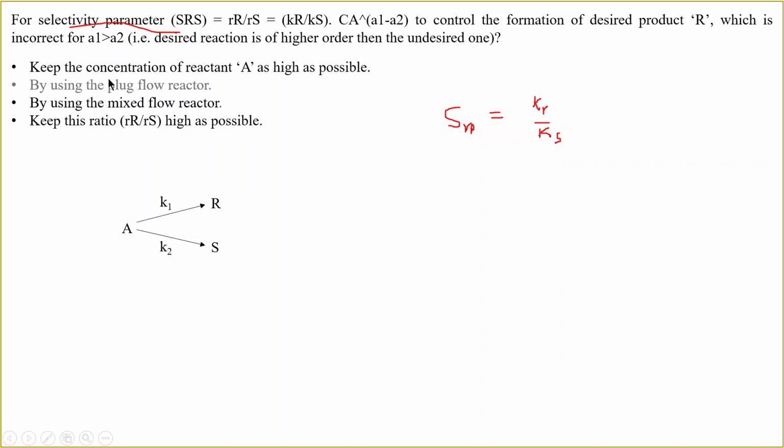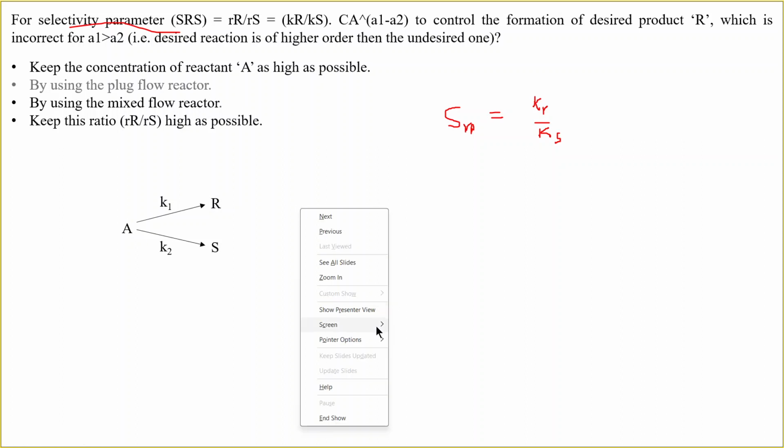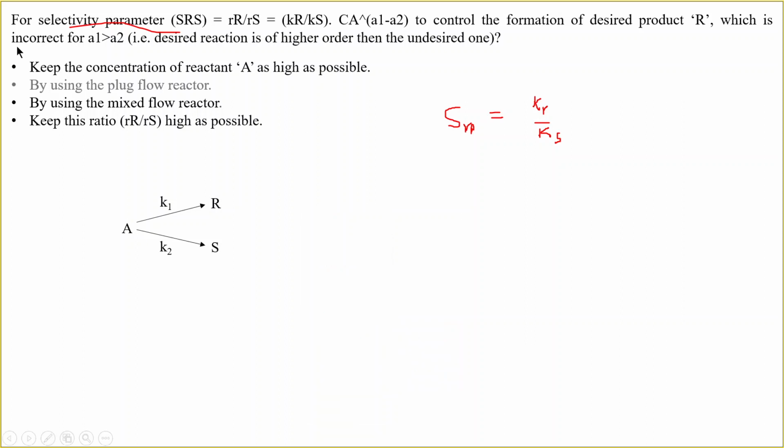It is better to use a plug flow reactor and keep the conversion of R higher. Keep this ratio R by S as high as possible. So that is definitely favorable, but to achieve this, we need to use the above three parameters. So the correct answer for this one is by using the mixed flow reactor. That is the incorrect option because it has been asked to choose the incorrect one. So the incorrect one is by using the mixed flow reactor because it will definitely hinder the selectivity of the process. Moving on to the next question.